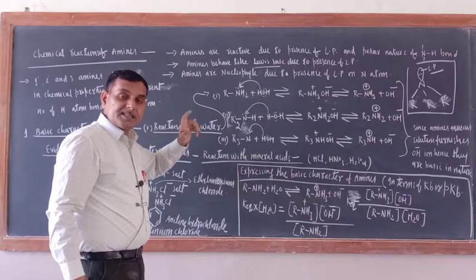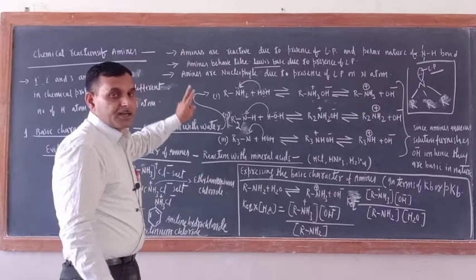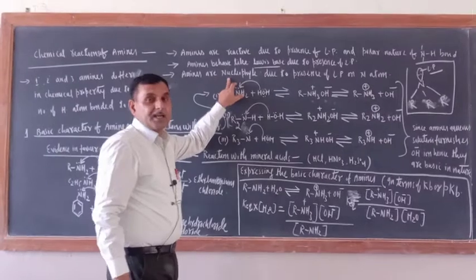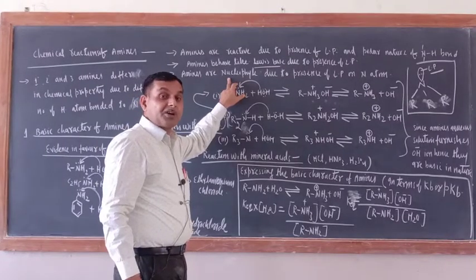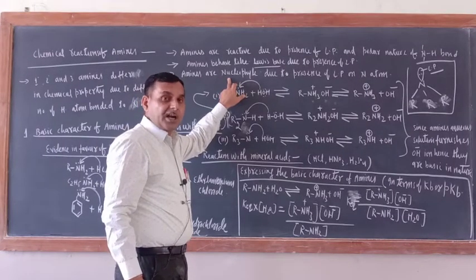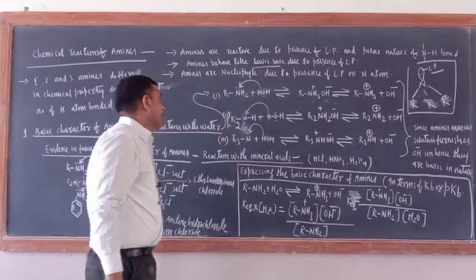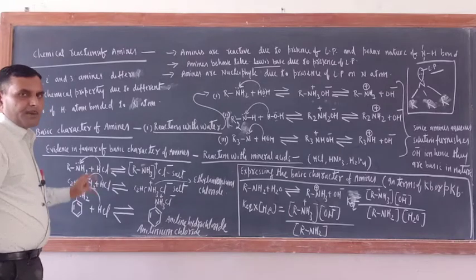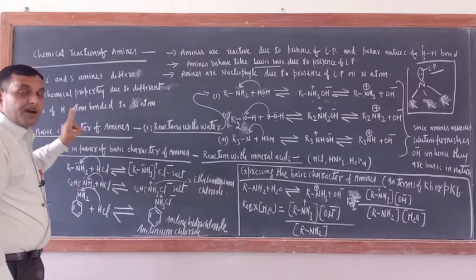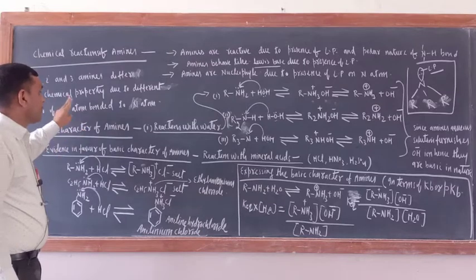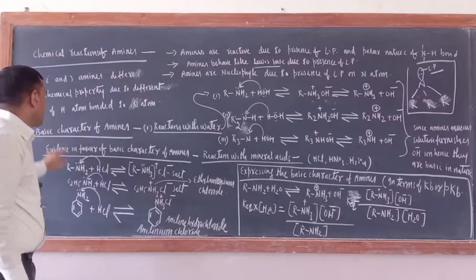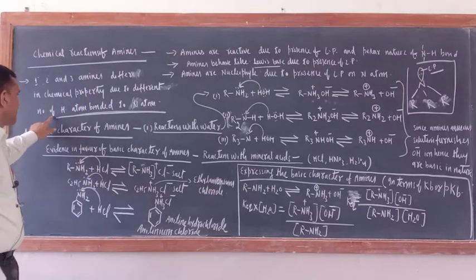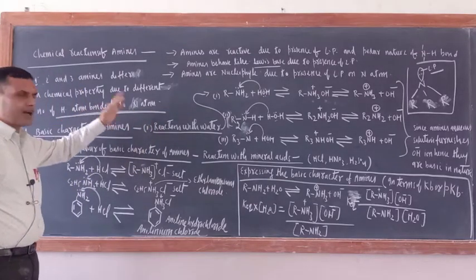So amines have a lone pair of electrons on the nitrogen atom, that is why they behave like a nucleophile also. They are electron rich compounds, they have an electron rich center. So this is the important point. Another important thing is 1 degree, 2 degree, 3 degree amines largely differ in chemical property due to the different number of H atoms bonded to the nitrogen atom.